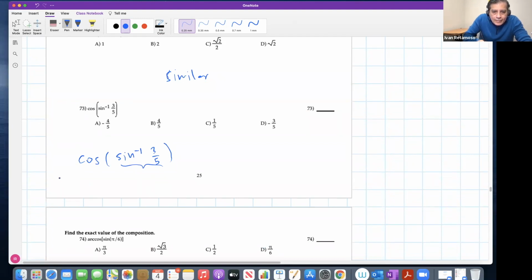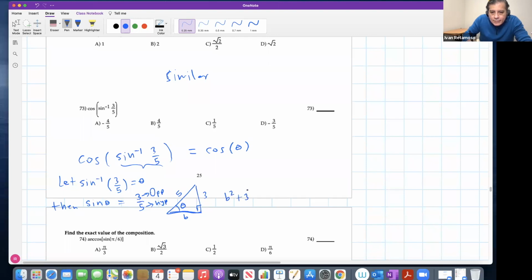Let sine inverse of 3/5 be some angle theta, right? So therefore, you are looking for cosine of theta. Now, if you let sine inverse of 3/5 be theta, then sine of theta has to be 3/5. So construct a triangle where that is true. Remember, sine is opposite over hypotenuse, so opposite here is 3, hypotenuse 5. We don't have the base, but we can find it.